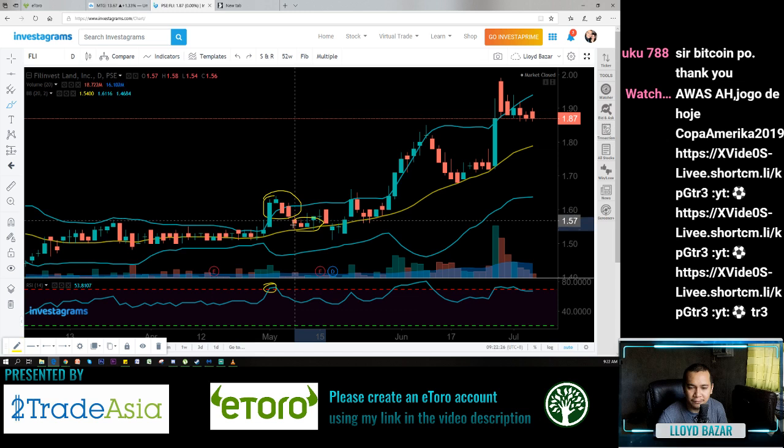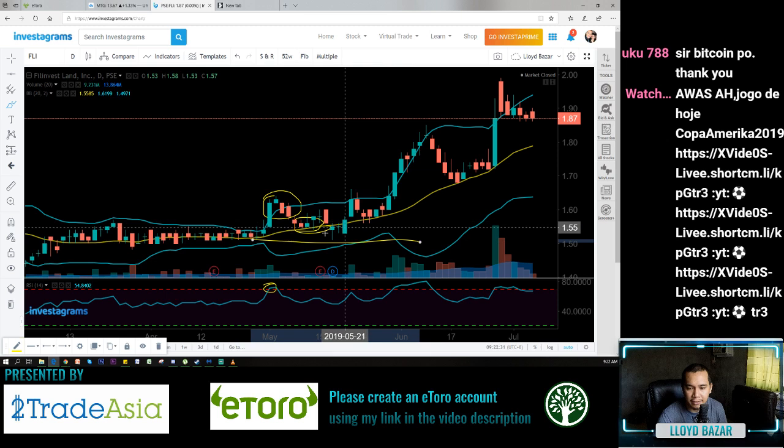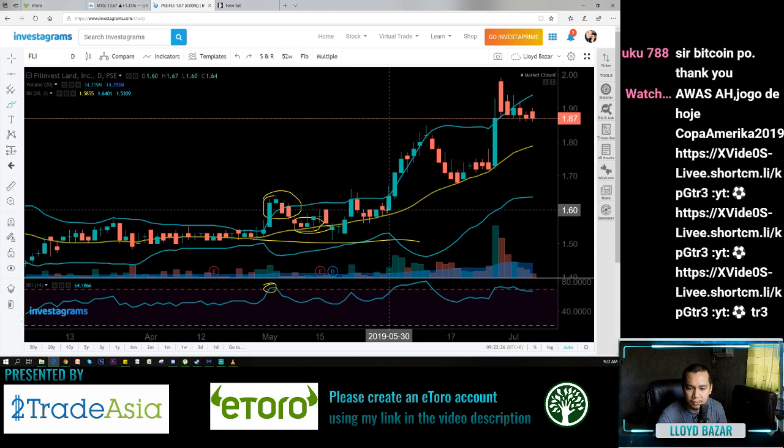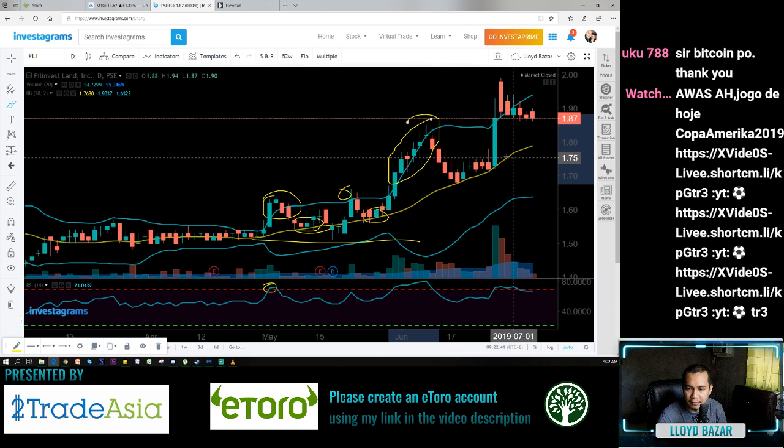Kung pumasok kayo dyan sa MA20, naka-gain pa kayo. There's a secondary support here. And umakyat na. That's the upper Bollinger Band ulit right here. So, inabangan ko siya sa MA20 ulit. Another Bollinger Band play here. And then there's the MA20. Did recommend FLI there. That's one of the advantages of Bollinger Bands.